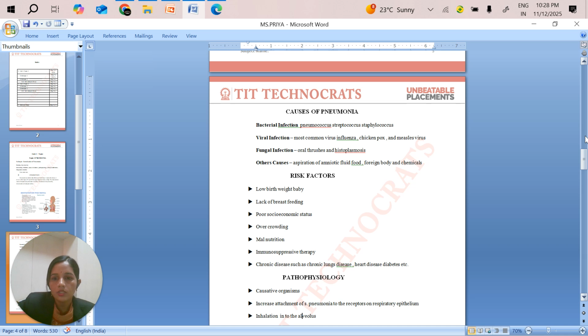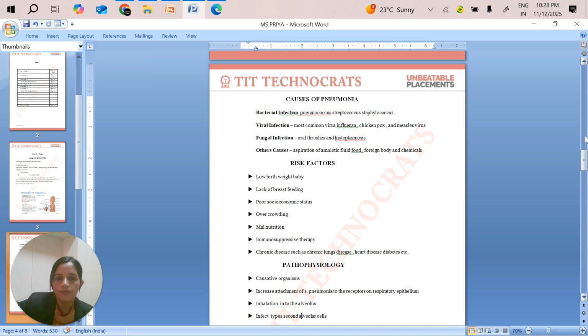Next one, causes of pneumonia. First, bacterial infection. Bacterial infection means pneumococcus and streptococci. Second one, virus infection. The most common viruses are influenza, chickenpox and measles virus. Next, fungal infection, such as histoplasmosis. Other causes: aspiration of amniotic fluid, foreign body and chemicals.